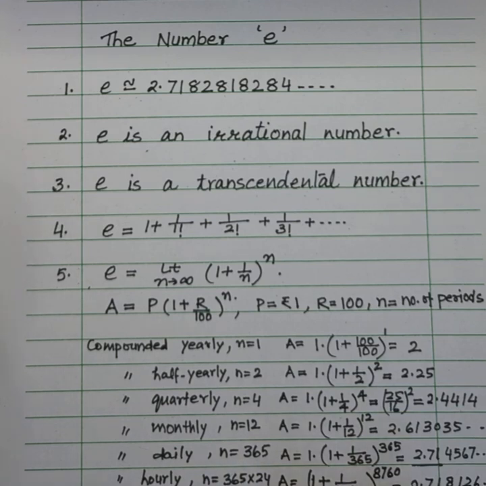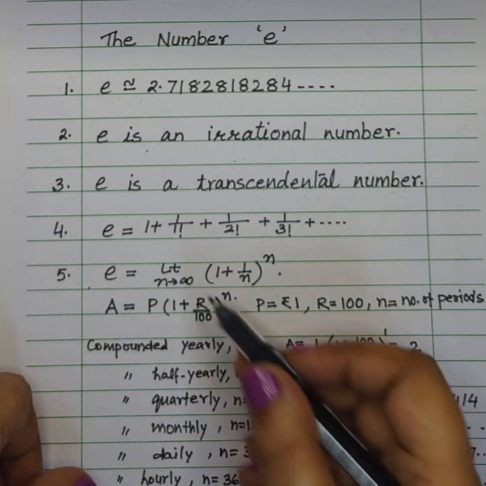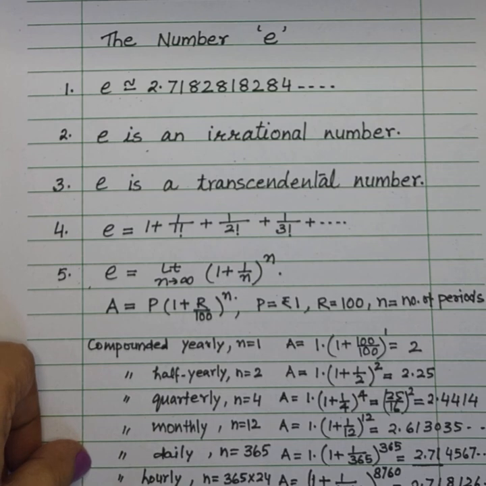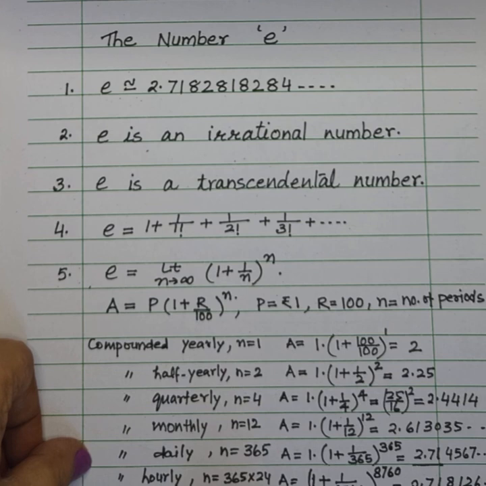So the value of 1 plus 1 upon n. So I am reaching this definition that (1 plus 1 upon n) whole raised to the power n is approximately equal to 2.718 and so on when n is very large. And when we say n is very large, we write it in this notation: limit n tends to infinity.